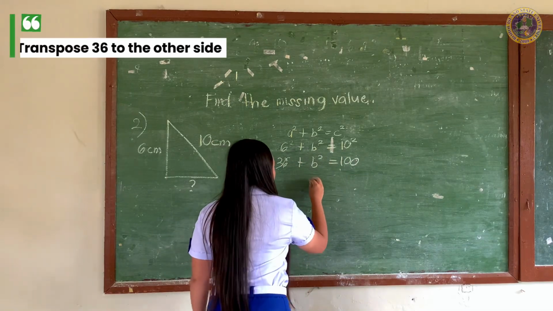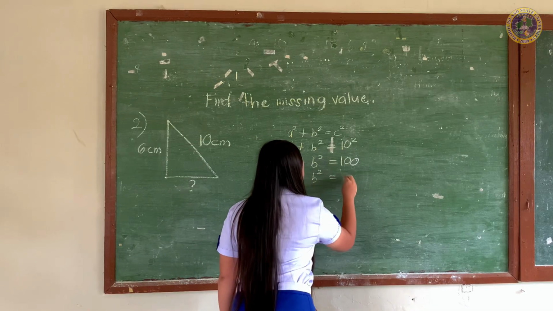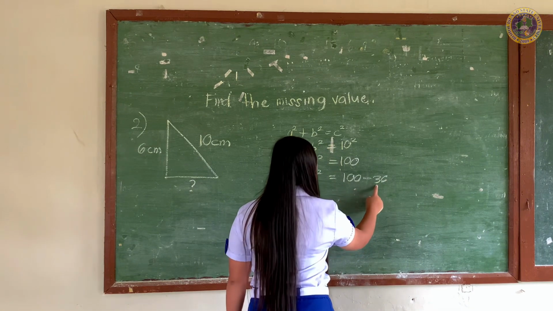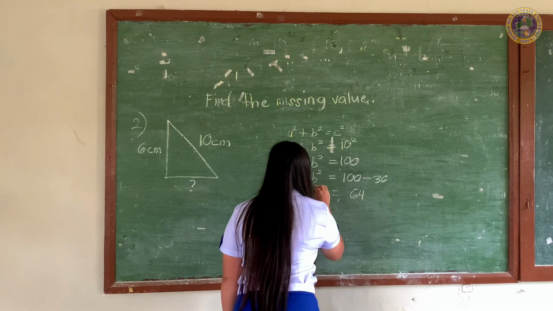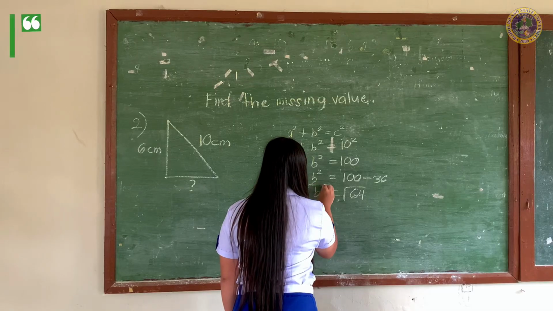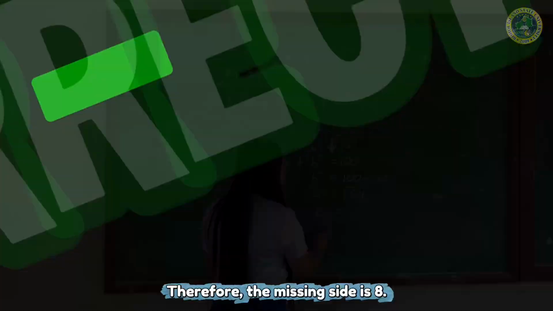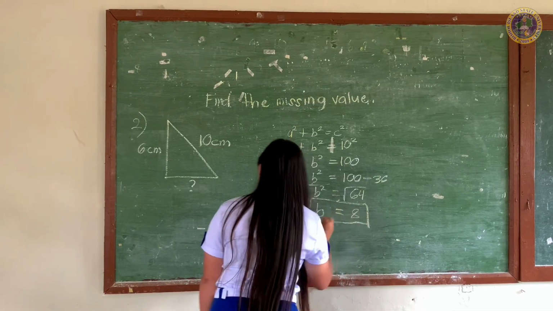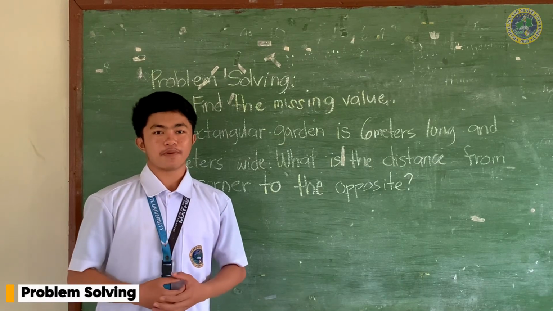So let's transpose the 36 to the other side. And then subtract: 100 minus 36 is 64. Then square root to cancel this. So the square root of 64 is 8. Therefore, the missing side is 8. Since we already understand the concept, let's proceed to the problem solving.